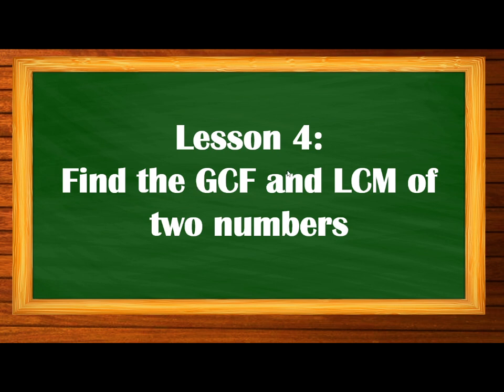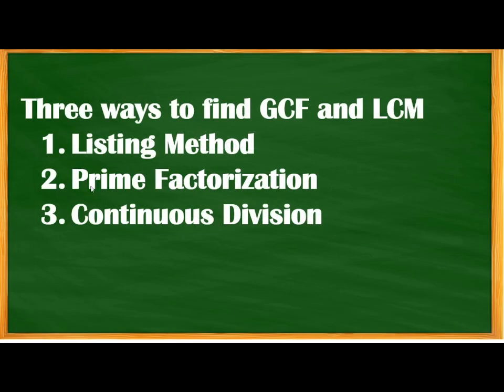Okay, let's proceed to lesson number 4. Find the GCF and the LCM of two numbers. When we say GCF, it is the greatest common factor, and LCM is the least common multiple. So there are three ways to find GCF and LCM. The first one is the listing method, the second one is prime factorization, and the last one is using continuous division.